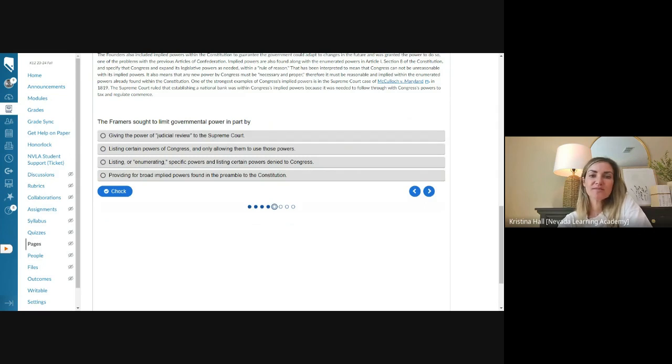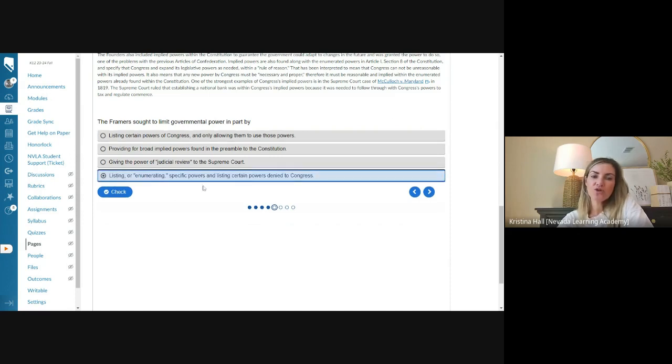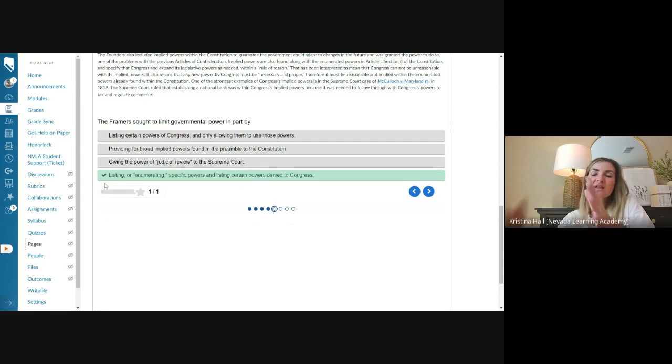The framers sought to limit government power in part by, all right, and that is giving the power of judicial, oh, nope, that's the wrong one. Listing or enumerating specific powers that are given and denied to Congress. So being very clear about each branch's role. Here's your lane. If it doesn't fit within that lane, it belongs to another lane. If you get out of your lane, you're going to be in trouble.